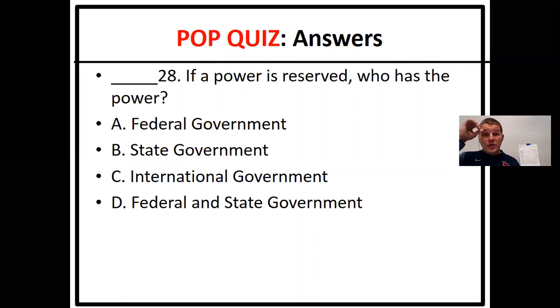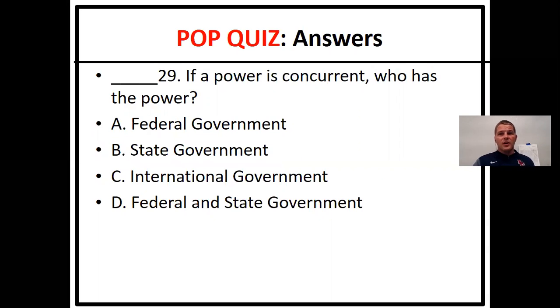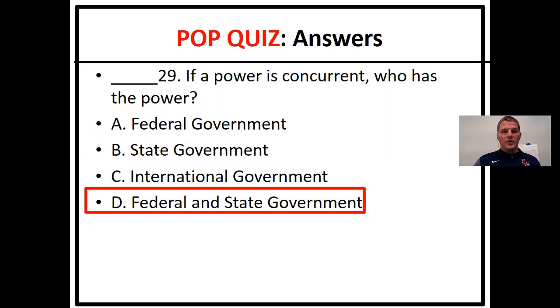If a power is reserved, meaning all powers delegated to the federal government are specified in the Constitution, anything not mentioned is reserved for the state governments. Okay? It is reserved for the state governments. If a power is concurrent, who has the power? Of course, the answer is both.